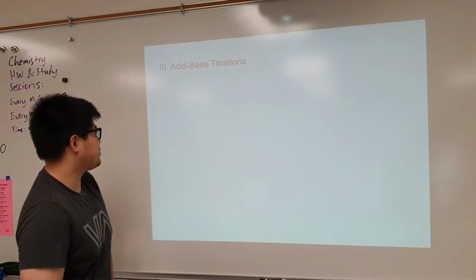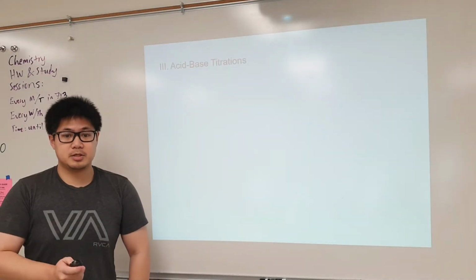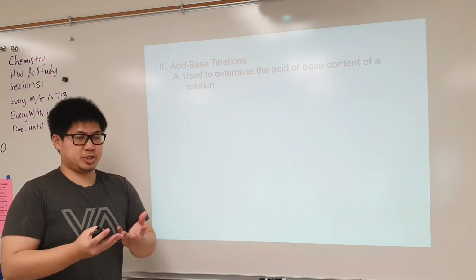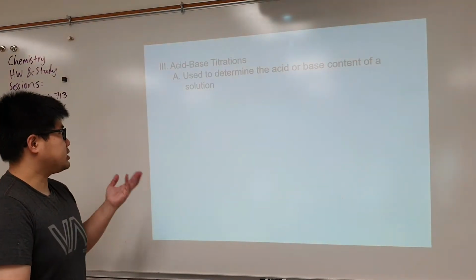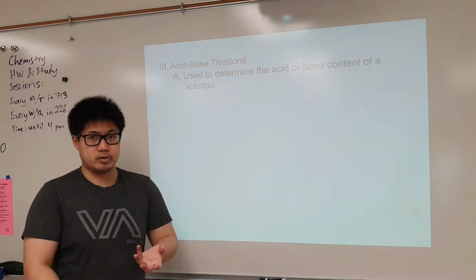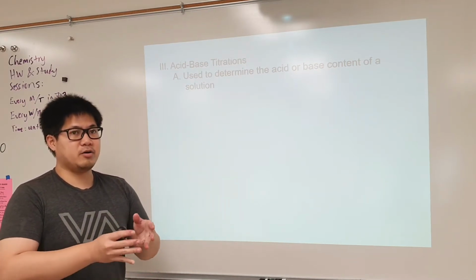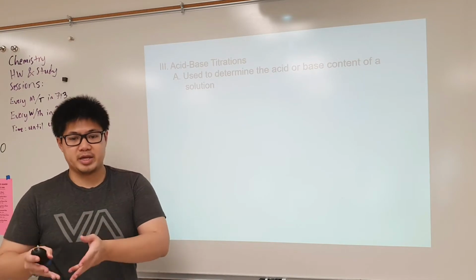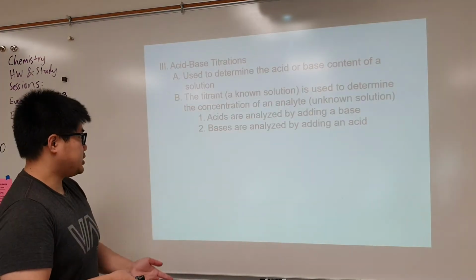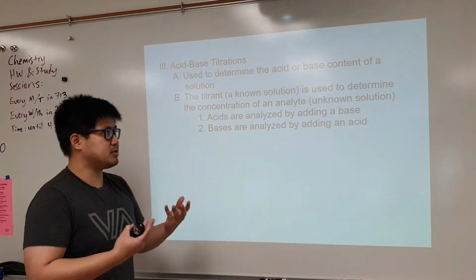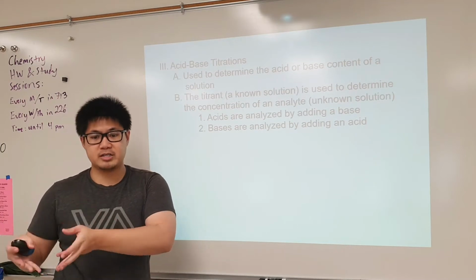Right, and we're going to begin our lecture today with acid-base titrations. So, when it comes to titrations, what is it? What is it used for? Why do we care? Well, this is a process that we use as chemists to determine the concentration of an acid or a base in an unknown solution. The goal is to use a titrant, a known solution, to determine how much of this unknown we're dealing with.